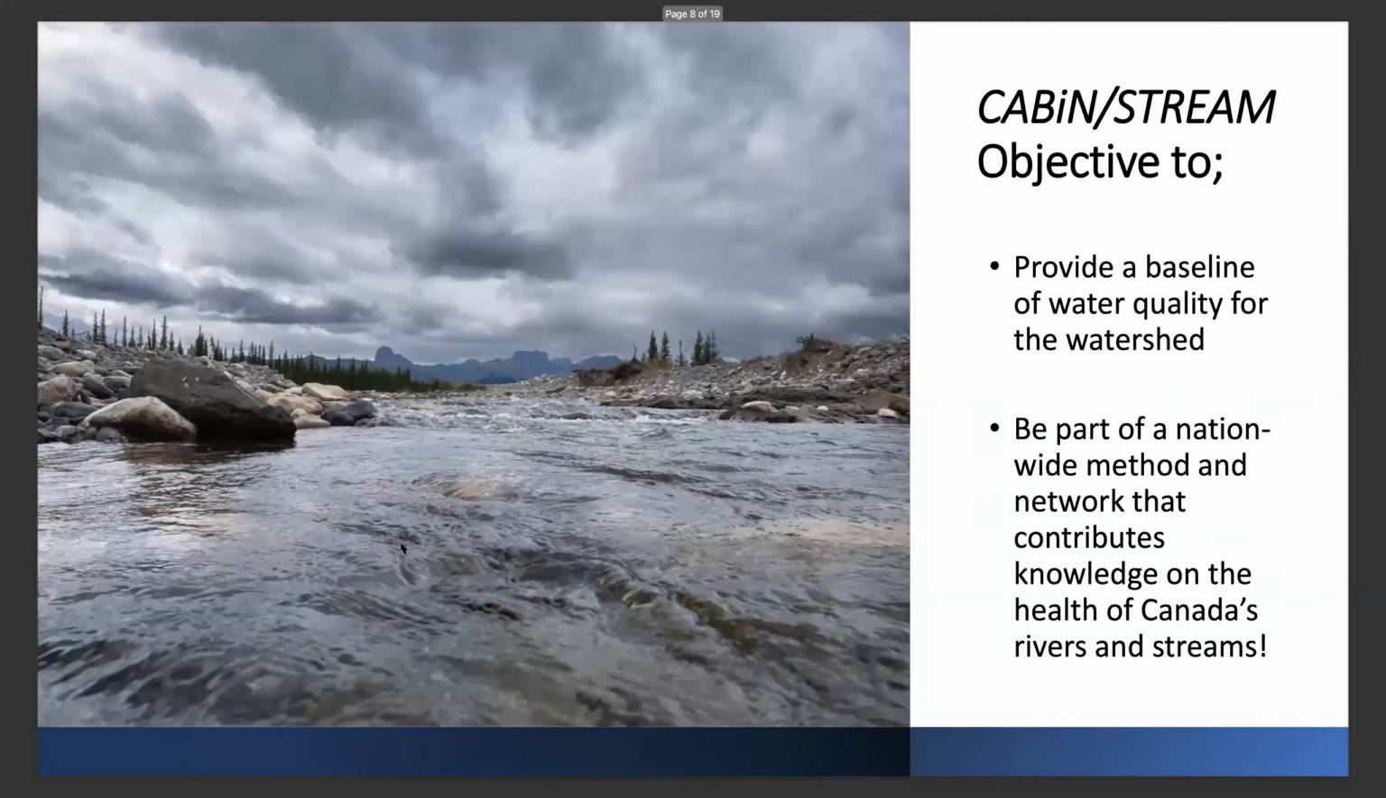Then another one is just to get an idea of the baseline of water quality. Over the next few years, we hope to be able to do this for a number of years. It gives an idea of the trends, on whether water quality is staying pretty much the same or whether it's deteriorating further. And if it is deteriorating, what we need to do about it.